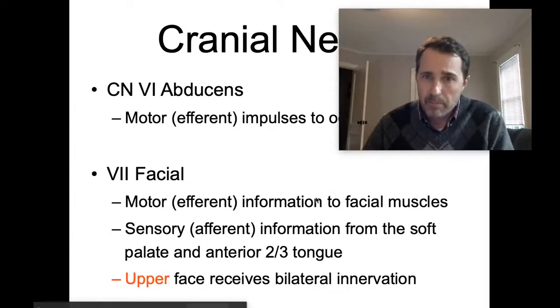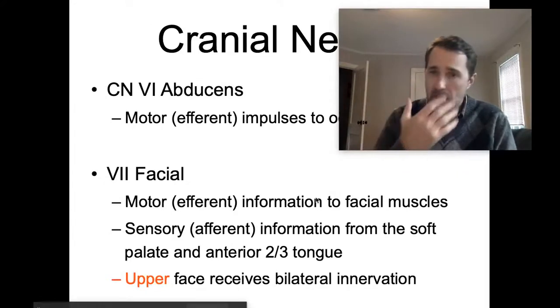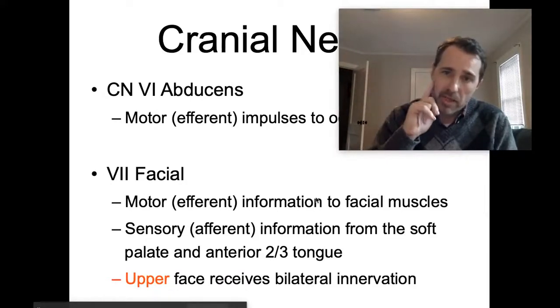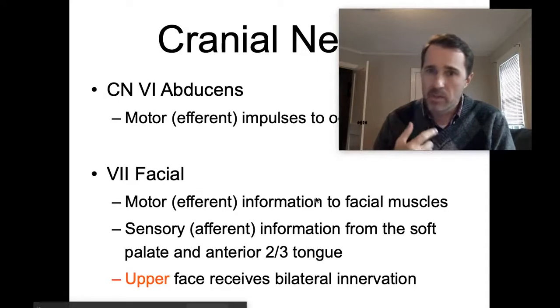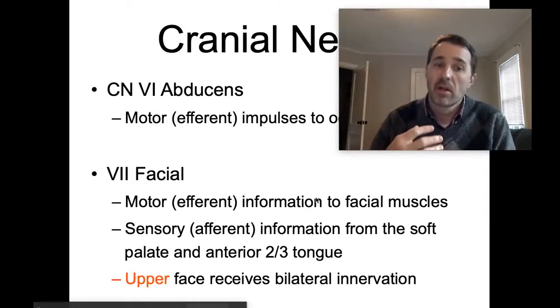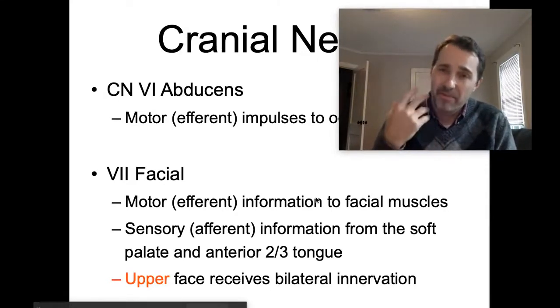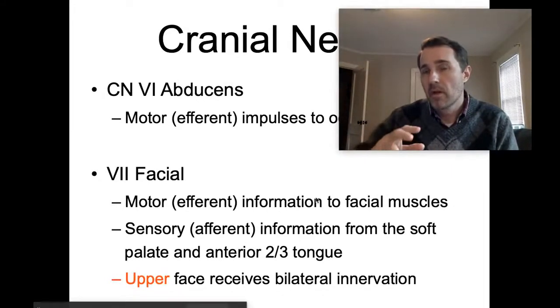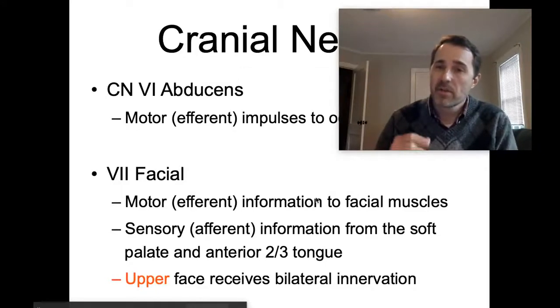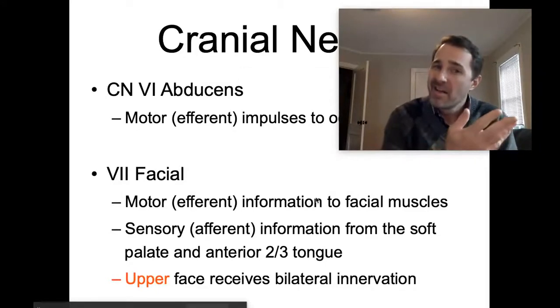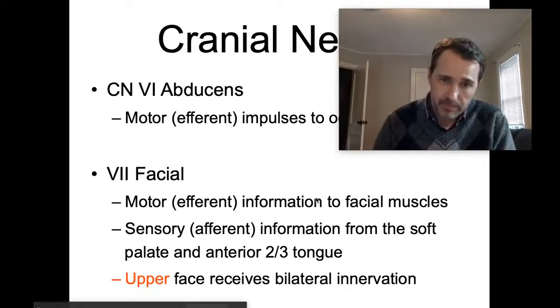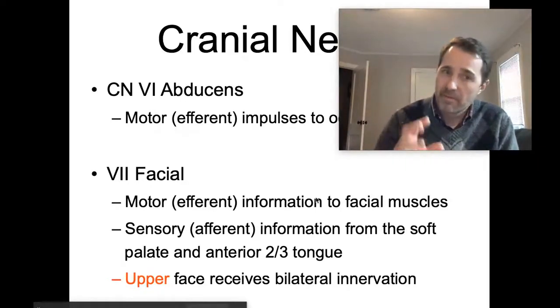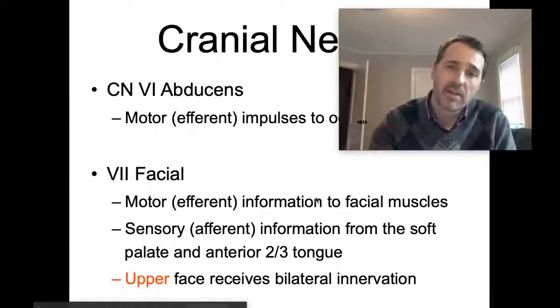The facial nerve, motor to the face. So all those facial muscles that you learned, zygomatic minor, zygomatic major, orbicularis oris, risorius, all those are innervated by the facial nerve. All those muscles get their efferent signals from the facial nerve. And then the facial nerve also transmits sensory information from the anterior 2/3 of the tongue.